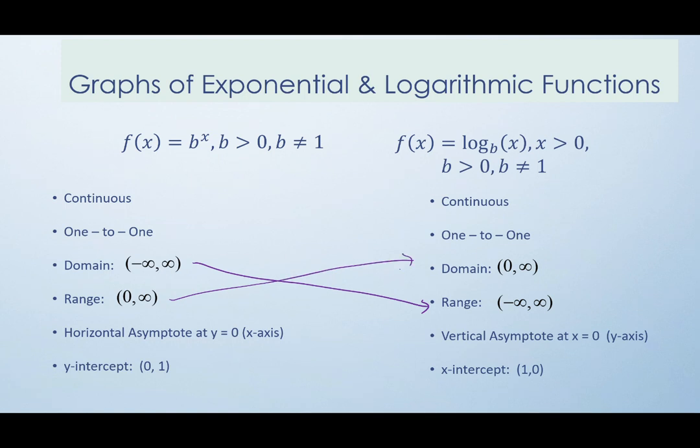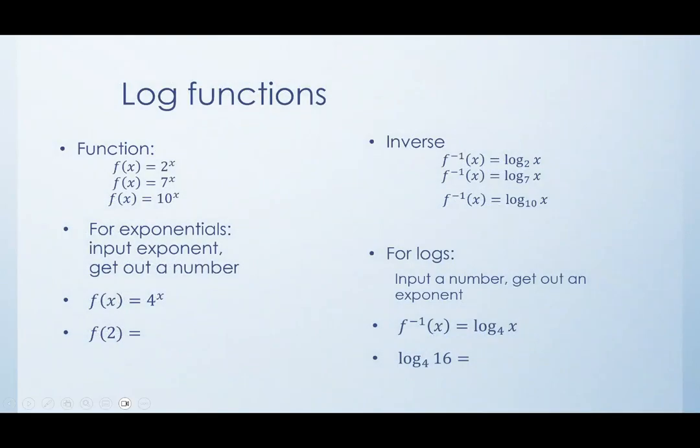The exponential function has a horizontal asymptote at y equals 0, whereas our log function has a vertical asymptote at x equals 0. So these are properties you should be familiar with. So we're going to do some actual logarithms, evaluating, thinking about what they are in the next video.